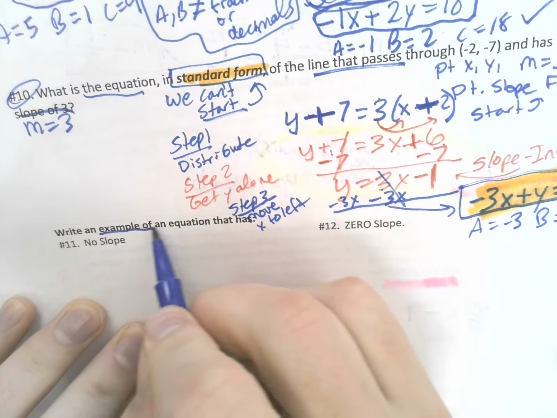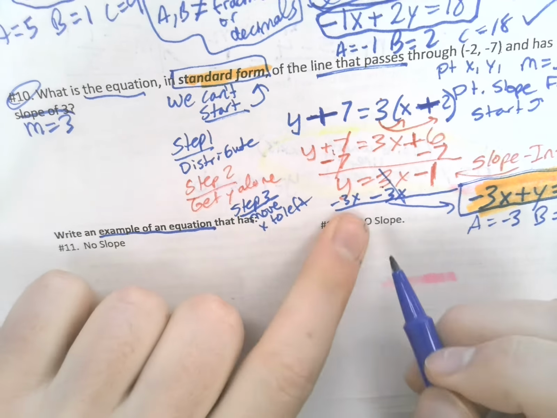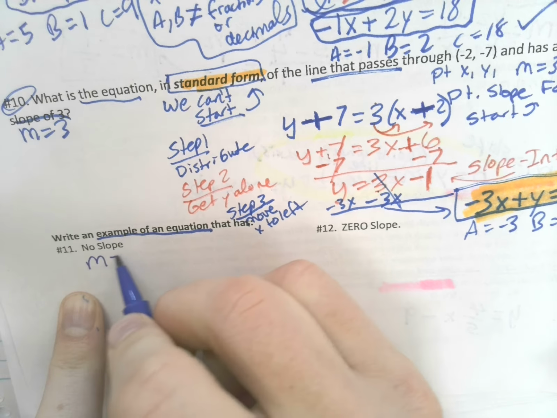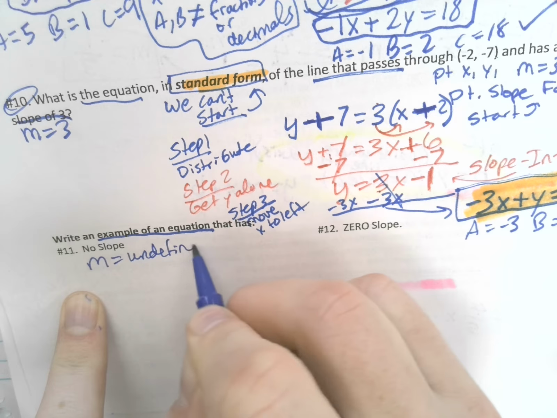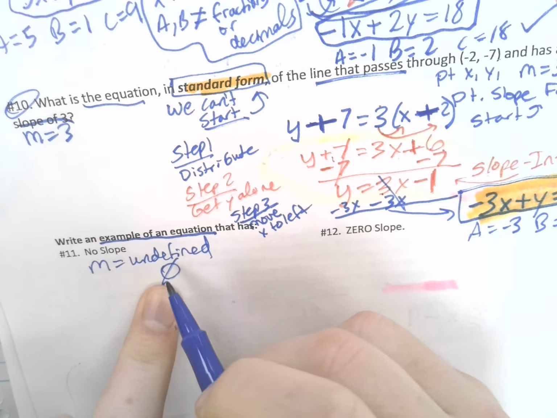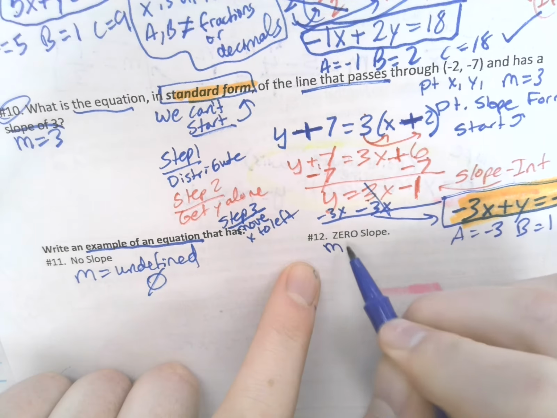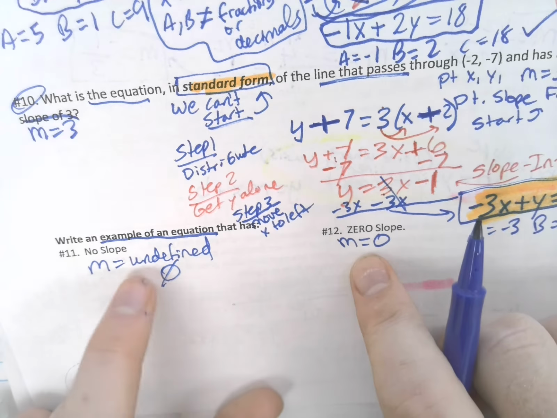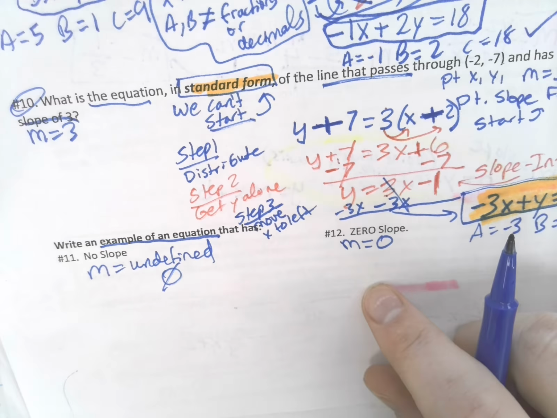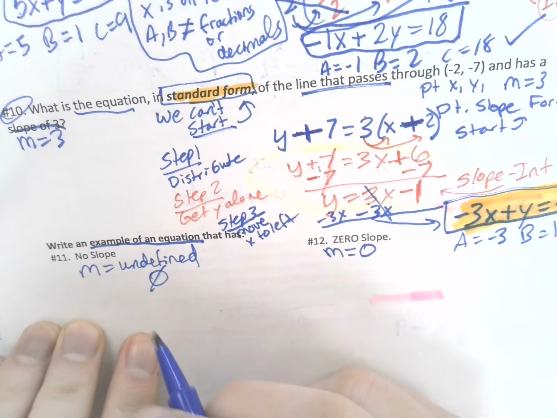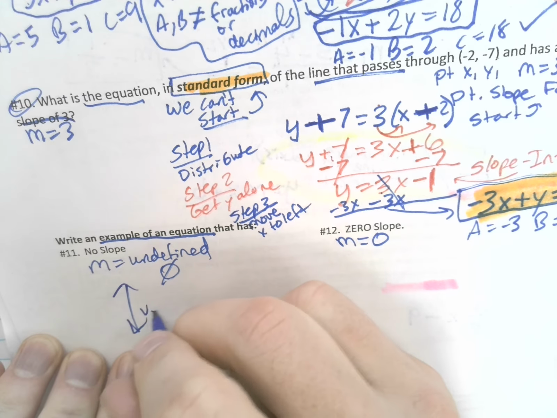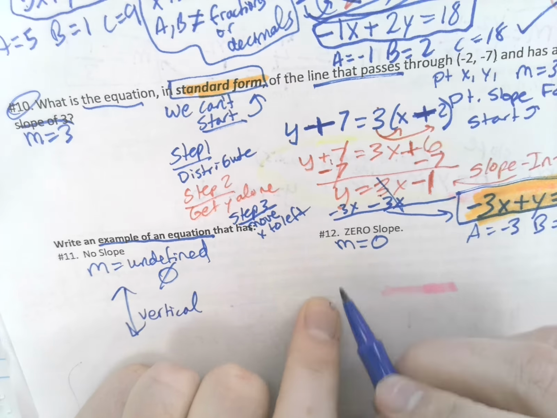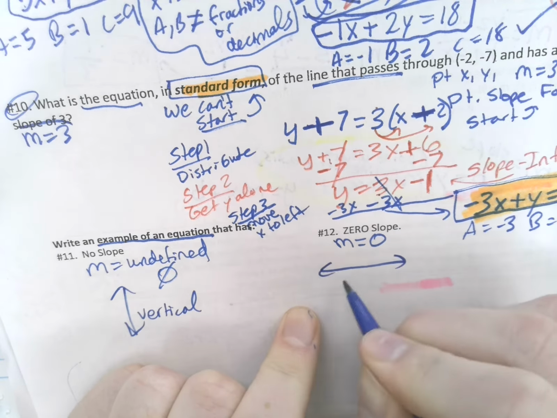We're just going to write an example of an equation that has no slope and 0 slope. And let's be specific here. No slope means undefined. You may see it written like that. 0 slope means literally it has a slope of 0. What kind of lines give us these? How about an undefined line? What kind of line has an undefined slope? That's a vertical line. And what kind of line gives us a 0 slope? That's a horizontal.